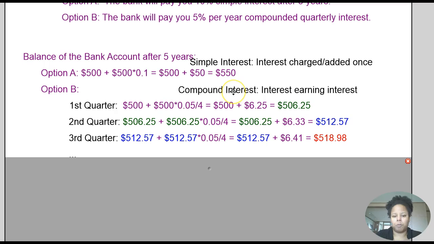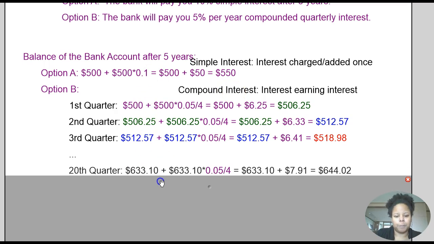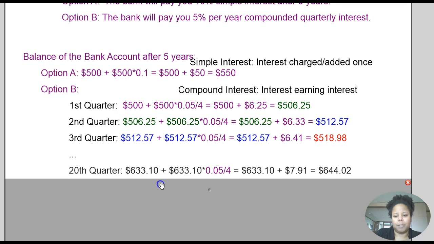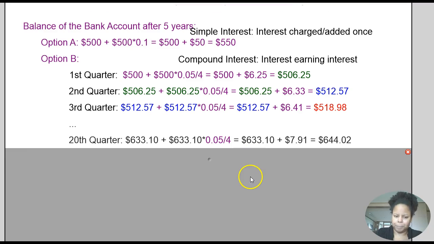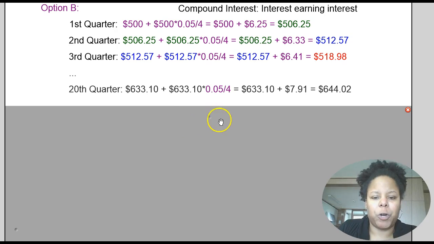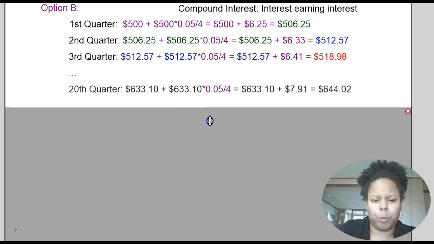Since we're looking at this for 5 years, which means 4 times 5, i.e. 20 quarters, the final amount after the 20th quarter, or the 5th year, is $644.02, which is definitely more than the $550 earned with simple interest, or interest applied once. And so let's take a more in-depth look at this. There are some terms that banking institutions and financial institutions use that you may need to know, especially as you're solving these word problems.